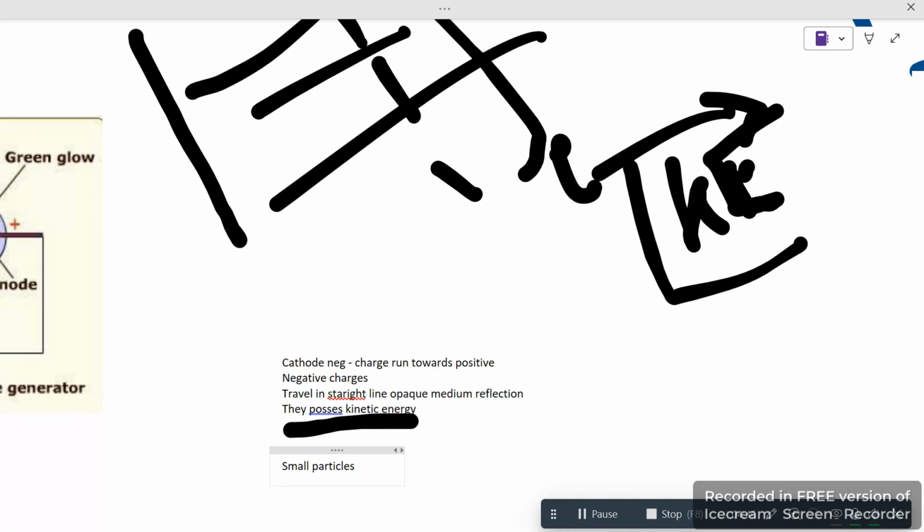Yes, we're done with almost all the points, and we just discussed that these rays would be deflected in a magnetic field and produce fluorescence.